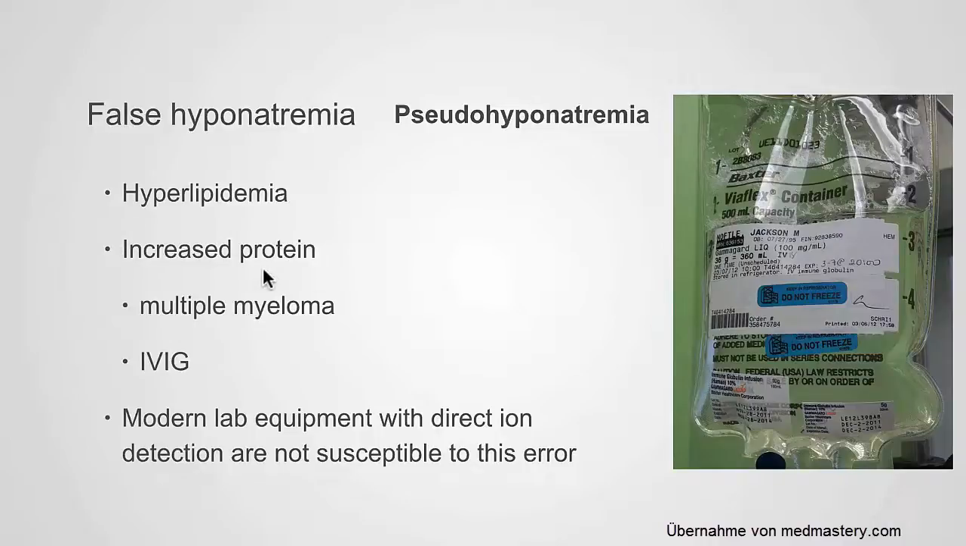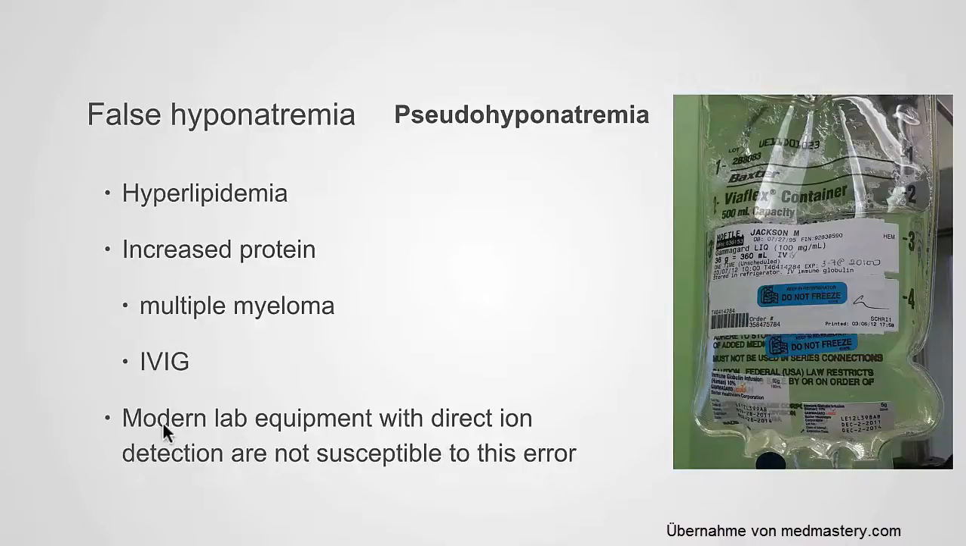Usually this is immunoglobulin, and you'll see this in multiple myeloma or Waldenstrom's macroglobulinemia, or with the therapy IVIG, intravenous immunoglobulin, which is what's here. Those patients will get this pseudohyponatremia.